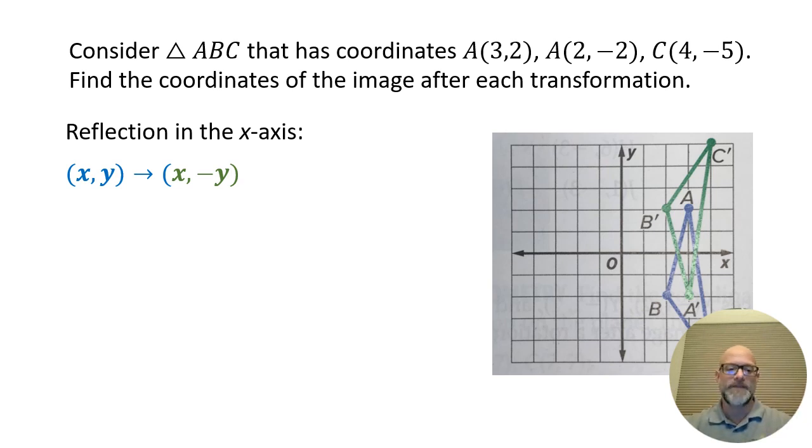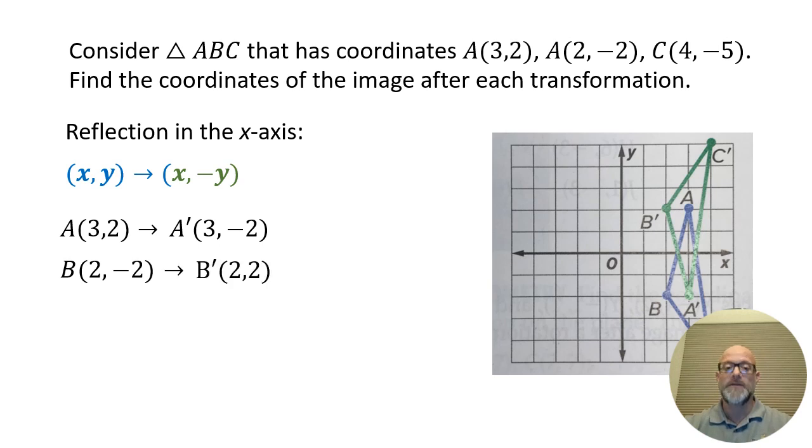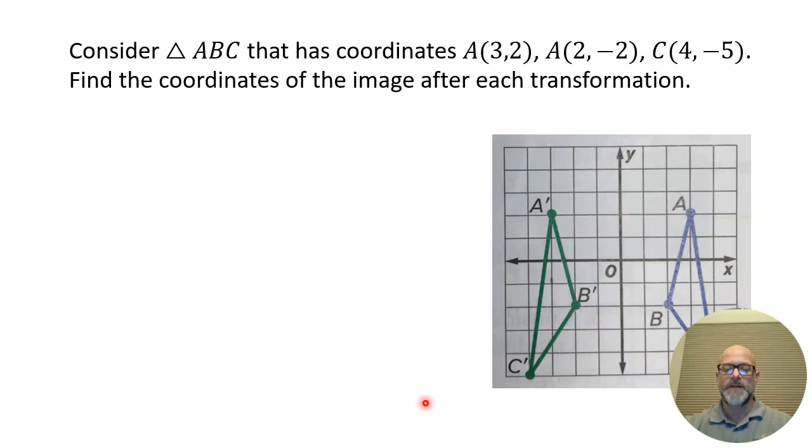All right, let's do this thing. What will 3, 2 map to? 3, negative 2. If B is 2, negative 2, what's B prime going to be? 2, 2. If C is 4, negative 5, what's C prime going to be? 4, 5.